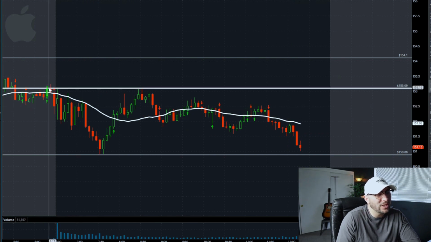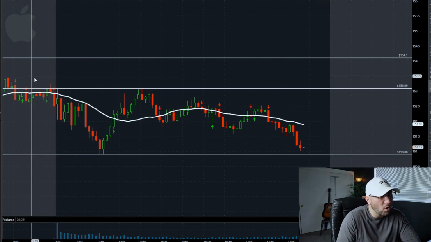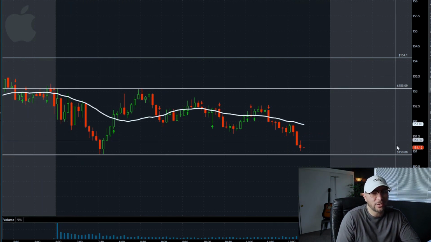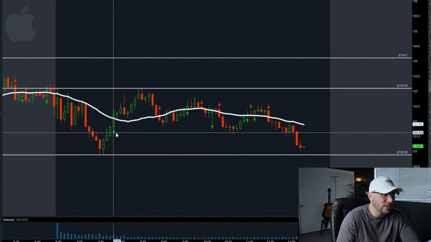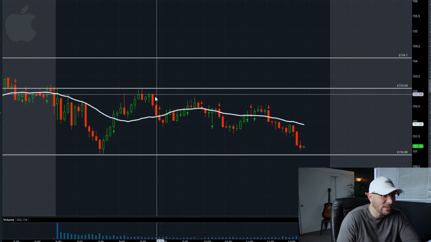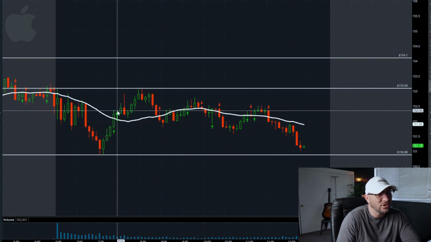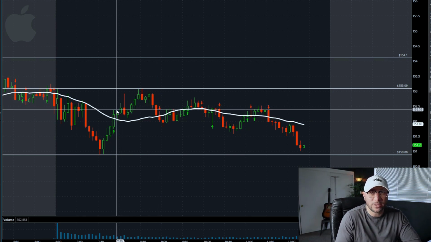So what I was looking at here, off the open, there was a nice flush and washout to the low of day at 150.88. Then we had a little bit of a bounce here, recovery of the 20 SMA to go long. However, I did not take this trade just due to the fact that I was in another trade at this time. I was trading some futures, so my eyes weren't really on this chart.